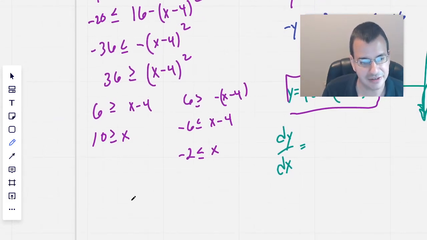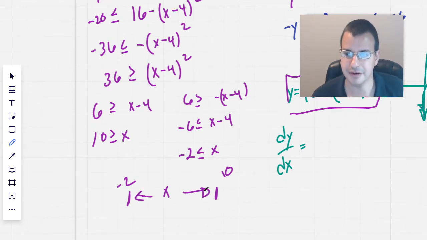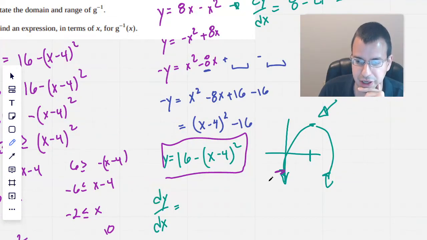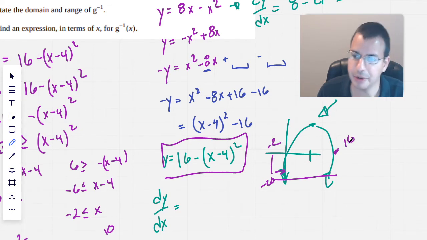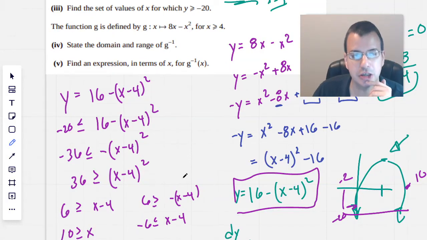And so that gives us this range right here of negative 2 to 10, where x is between negative 2 and 10. That's not too bad. So we look at this part, right here, negative 2, that point is going to be negative 2, and that point is going to be 10. Pretty good. State the domain.